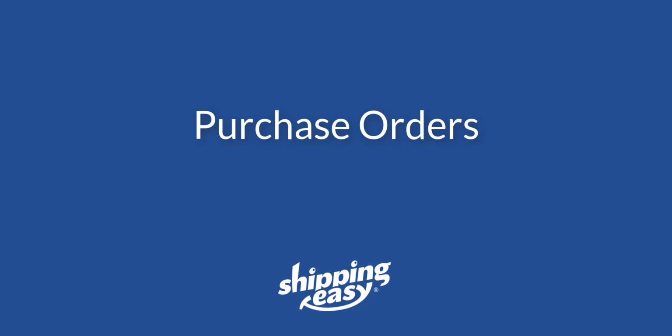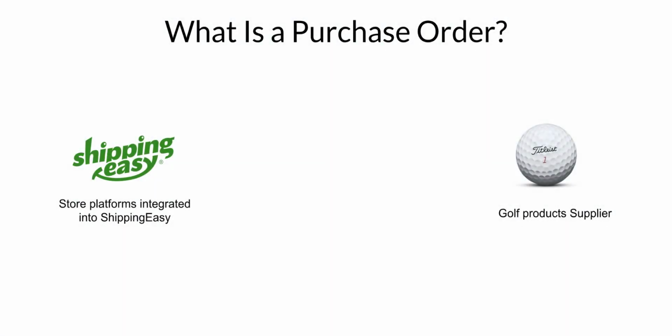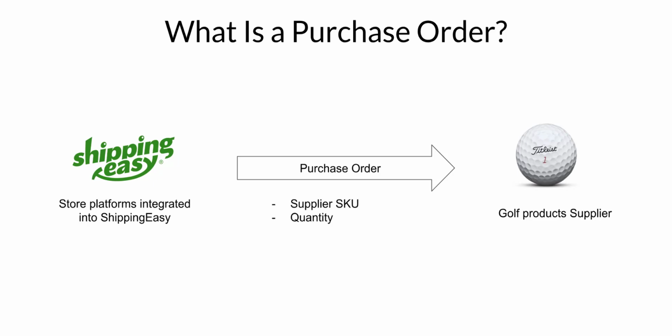Hello everyone. Today I'm going to teach you all about inventory management purchase orders in ShippingEasy. Being in charge of inventory management, you're probably familiar with purchase orders, but just to make sure we're all on the same page, what is a purchase order? Basically, when you order new inventory from your supplier, you do it via a purchase order that includes details like supplier SKU, quantity, and unit cost of items you'd like to reorder.